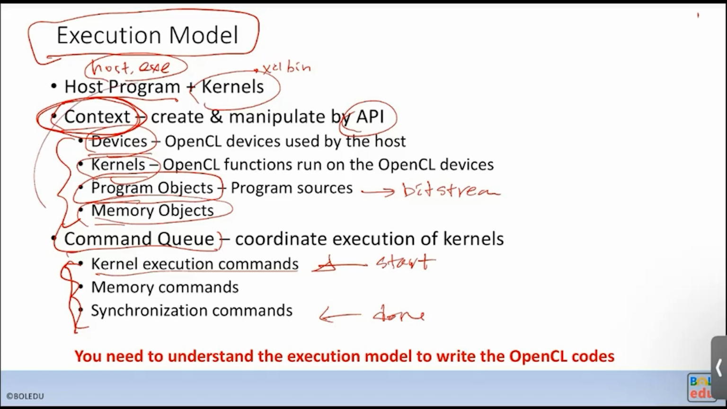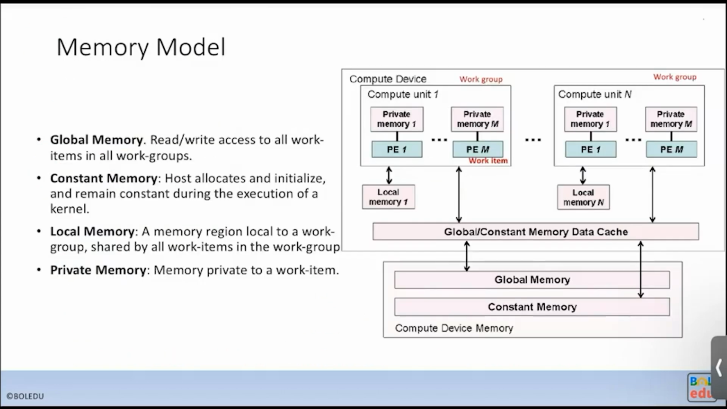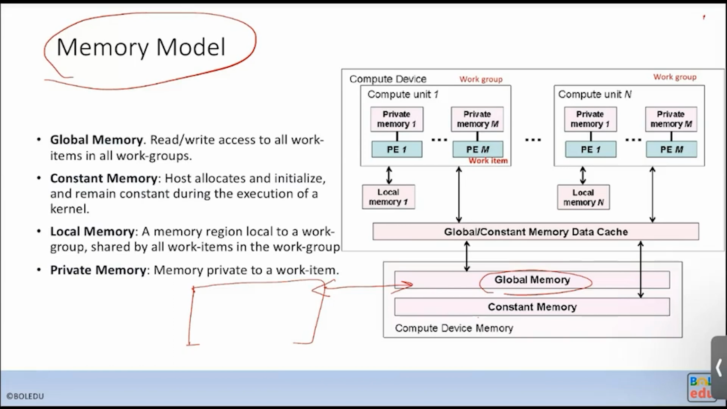So you have to know these things so you can understand the OpenCL code. Let's talk about the memory model. We were talking about the global memory. The global memory is used to communicate or transfer data with the host memory. And then there is also a constant memory, which means the memory won't change during runtime.